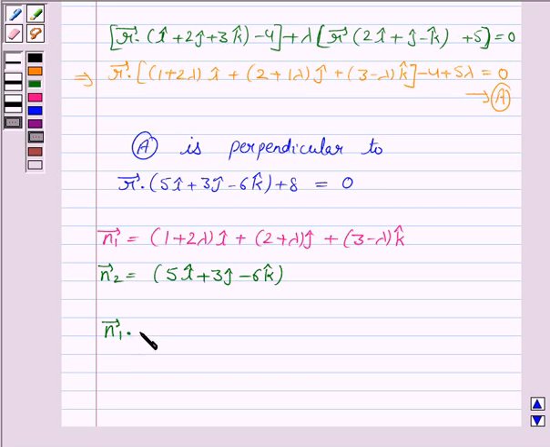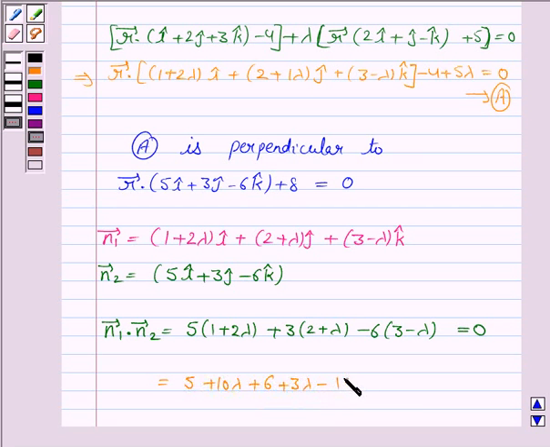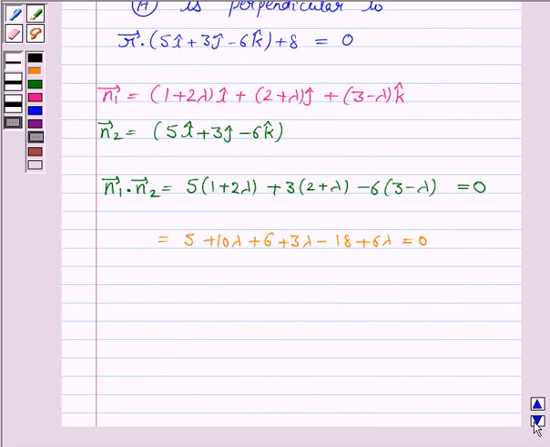Now we take the dot product of vector n1 and n2. Vector n1 dot vector n2 is equal to 5 into (1 plus 2 lambda) plus 3 into (2 plus lambda) minus 6 into (3 minus lambda). Now the dot product of n1 and n2 is 0 because the plane is perpendicular to this plane. So 5 plus 10 lambda plus 6 plus 3 lambda minus 18 plus 6 lambda is equal to 0, and this implies 19 lambda minus 7 is equal to 0. This again implies lambda is equal to 7 upon 19.